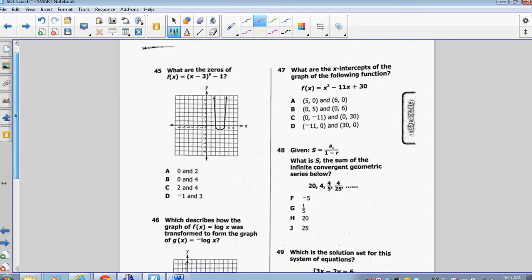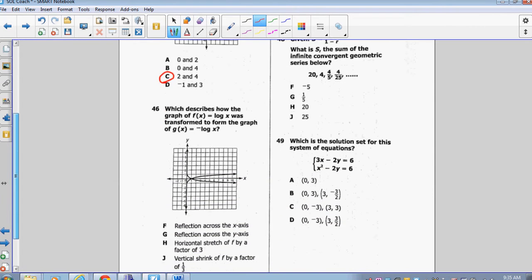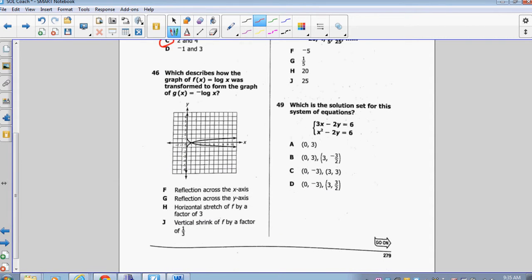Okay. 25, what are the zeros? You can read those right from the graph. Anytime they ask you the zeros, you can pull out your graphing calculator and graph it. So the zeros are 2 and 4. 46. Which describes this transformation? So if you see one like this, you can see it's clearly a reflection, and it's reflecting over the x-axis.